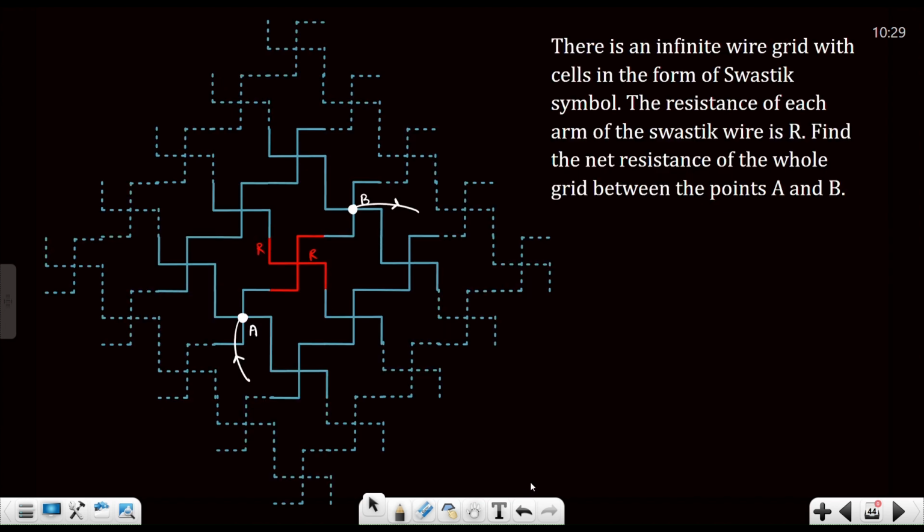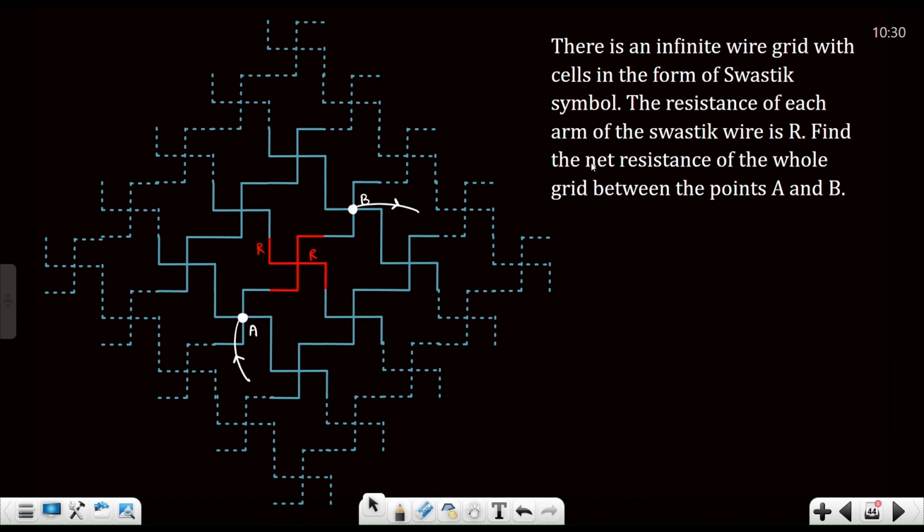So there is an infinite wire grid with cells or units in the form of the swastik symbol. As you can see, this is an infinite grid of circuit, and each unit is in the form of the swastik symbol, and the resistance of each arm of the swastik symbol is capital R. So this is an arm, this is an arm, and each arm has a resistance of capital R.